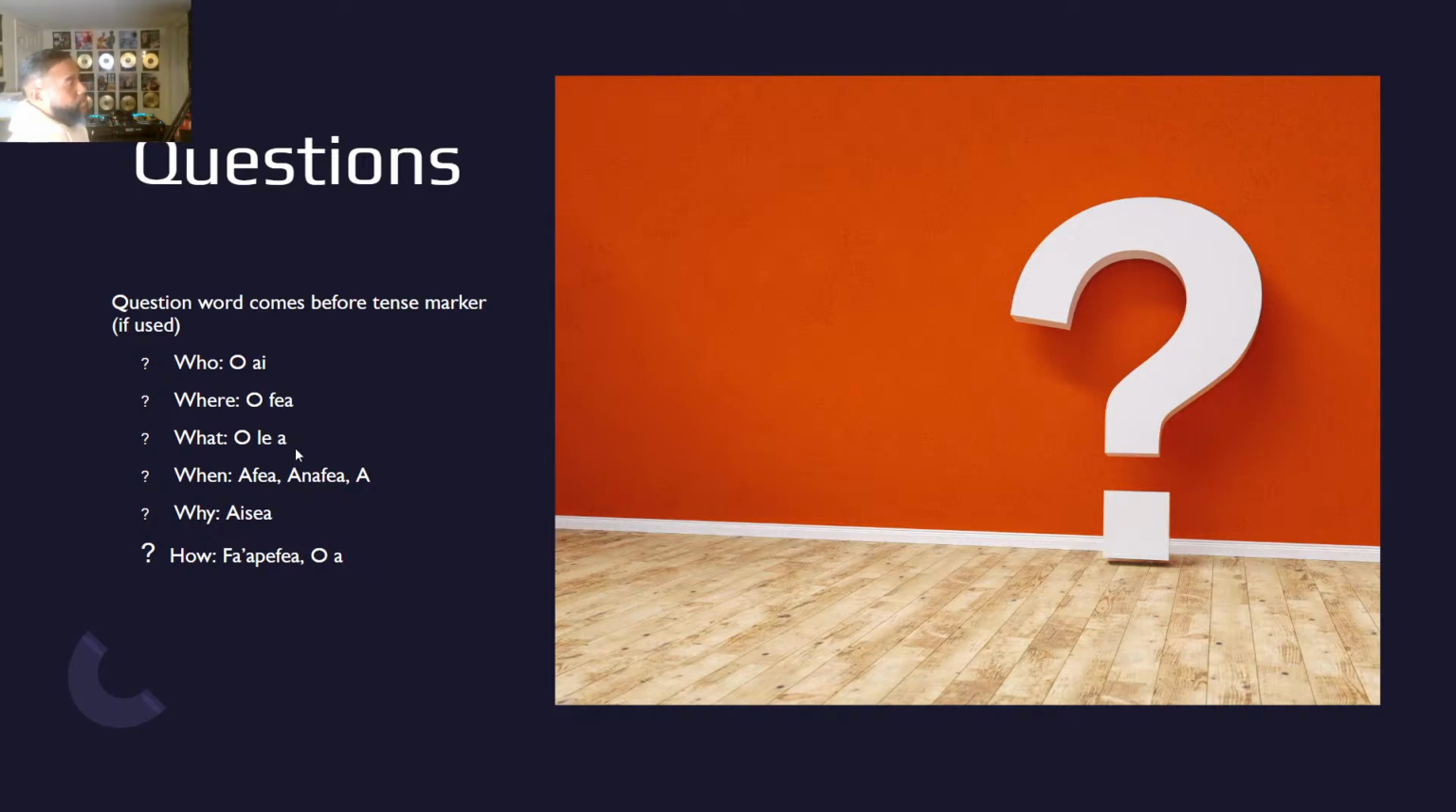Samoan really breaks things down contextually because we have a singular what, which is olea. The plural what, like if you're talking about multiple things, we'll say oa, and we do have examples of that. And then we talked about these. Afea is kind of like an abbreviation for the future when. Why is aisea, and how is faapefea, and then also oa.